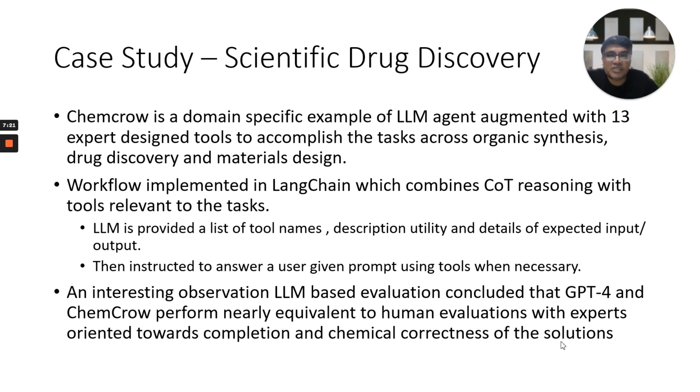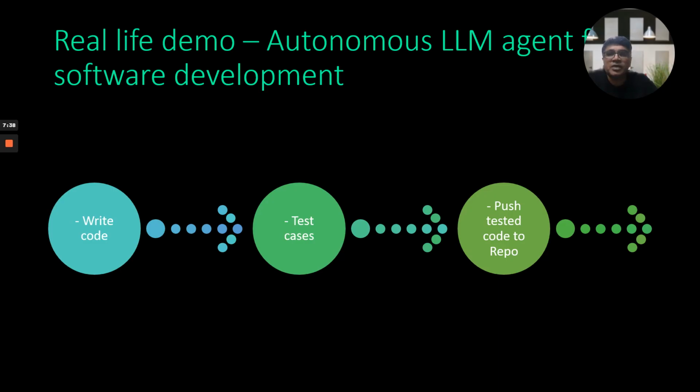An interesting observation is that the LLM-based evaluation concluded that GPT-4 and ChemCrow perform nearly equivalently, while human evaluation by experts was oriented towards completion and chemical correctness of the solution. So this is just one example we've seen where LLM autonomous agents fit; there are a zillion examples where they can fit in. I'd like to quickly go into a real-life demo.